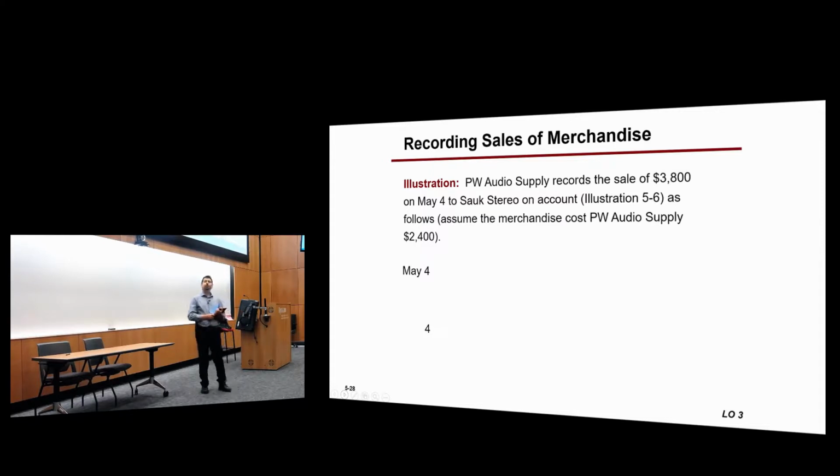Let's look at the example that we had here. So PW Audio Supply records the sale of $3,800. Remember, they sold $3,800 worth of products on May 4th. And let's assume here that the cost of the merchandise was $2,400. So the cost of the inventory was $2,400. They sold it for $3,800. What's the journal entry that we have to enter here? We have to make the two journal entries. The first one is to recognize the sale. How do you recognize the sale? Yes.